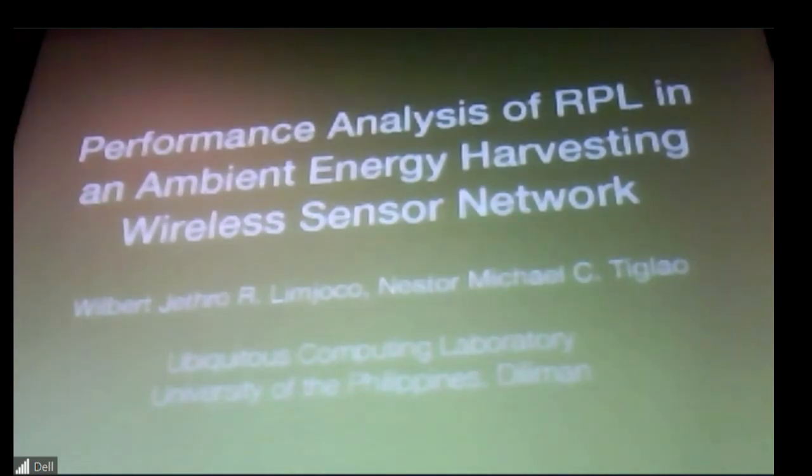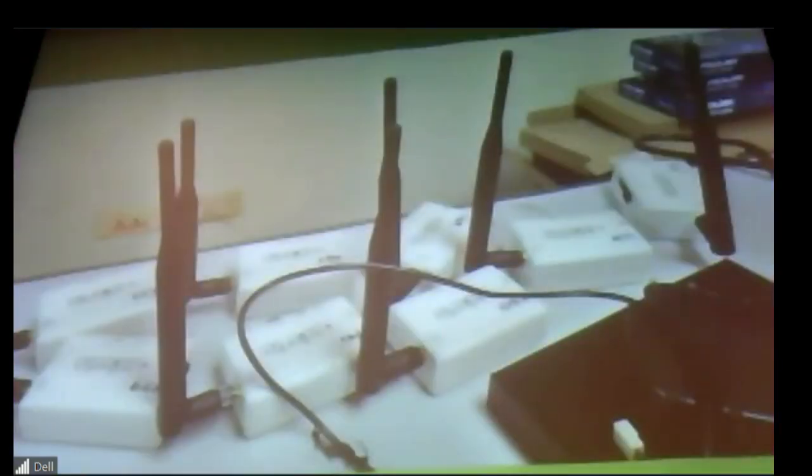Good morning. Today I'll be talking about the performance of RPL, which means routing protocol for low power and lossy networks, in an ambient energy harvesting setting. So first of all, a brief background on what a wireless sensor network is. A wireless sensor network is a computer network composed of tiny computers called sensor nodes that can sense environmental conditions, temperature and pressure, and they are powered typically by two AA batteries or smaller batteries, such as these Zolertia Z1 motes. So as a computer network, these sensor nodes need to be routed using a routing protocol.